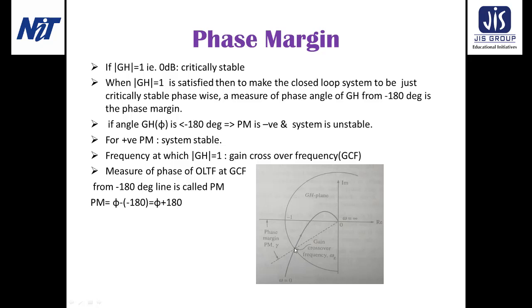And from this point we can calculate the angle of G(jω)H(jω), and then we can easily find out the difference from the minus 180 degree line, and that gives us the phase margin. So, the measure of phase of the open loop transfer function at the gain crossover frequency from the minus 180 degree line is known as the phase margin, and here phase margin is the angle phi. It is the angle of G(jω)H(jω) minus of minus 180 degree line, which gives phi plus 180 degree. So, it is the formula of the phase margin.